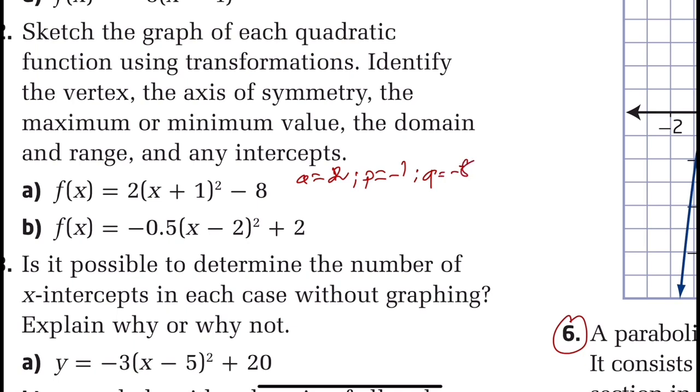So to sketch the graph f(x), y is equal to 2(x plus 1) squared minus 8. We need to transform the original one, y is equal to x squared, by multiplying all y values by 2, and translating it to the left side, because it's positive. We will translate it 1 unit to the left and 8 units downward.